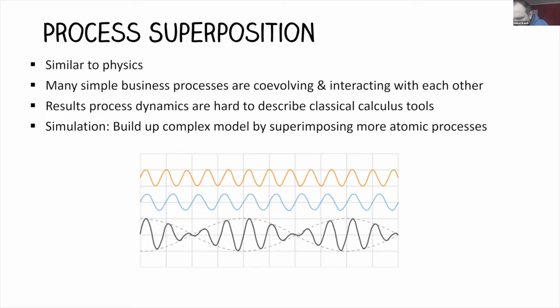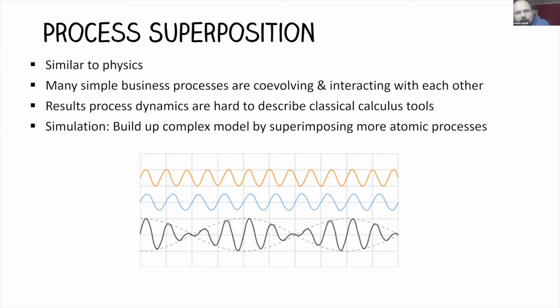So the one main motivation for me here is that we want to do process superposition. Similar to physics, where you have two movements which you can overlay with each other, as displayed here in this waveform, I think we have a very similar idea when it comes to business process modeling. So you have many very simple processes which are co-evolving and interacting. And what you want to do is superimpose, stack all these processes on top of each other. And clearly this then becomes a much richer system compared to the individual process itself.